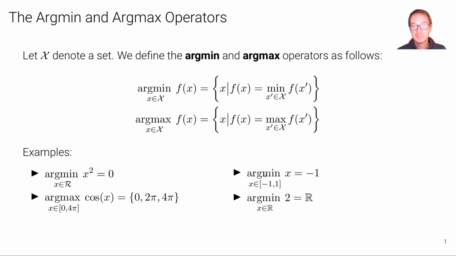Here are 2 more examples. Let's consider the linear function x. The argmin of x over the range -1 to 1 is obviously -1. And the argmin of a constant over the entire domain of real numbers is the set of all real numbers, because all of them are equally good. The minimum is always the same. At every x we attain the minimum of this constant.